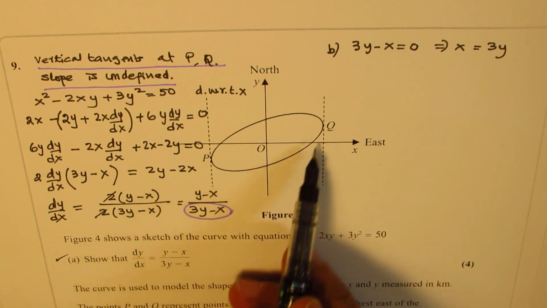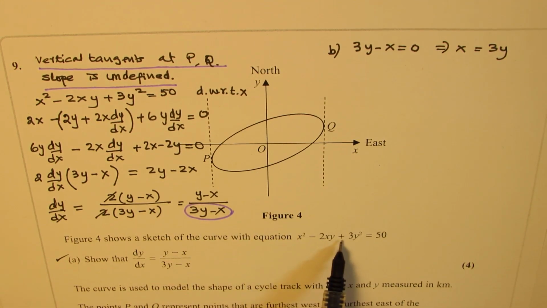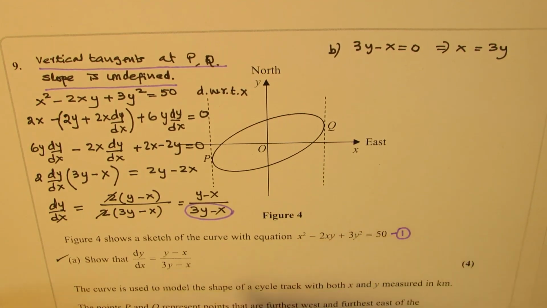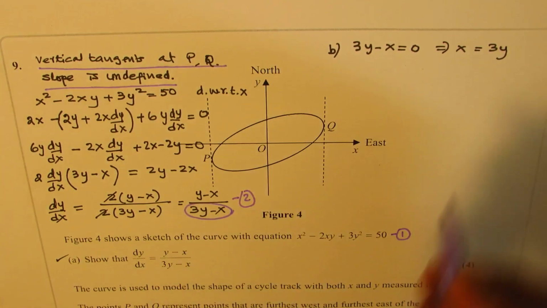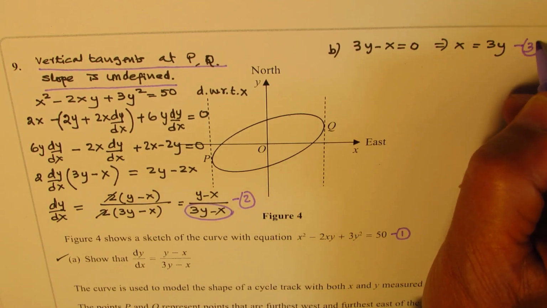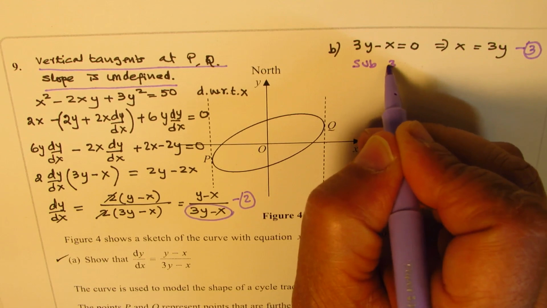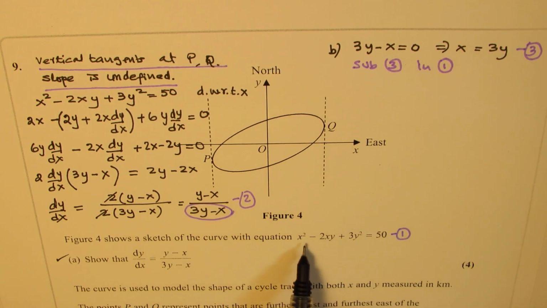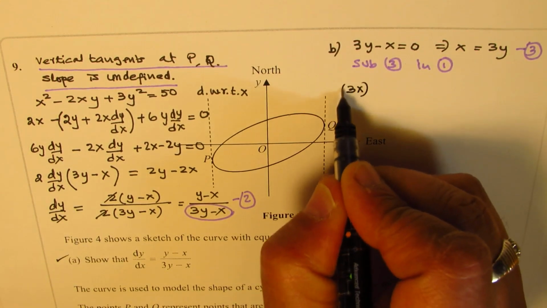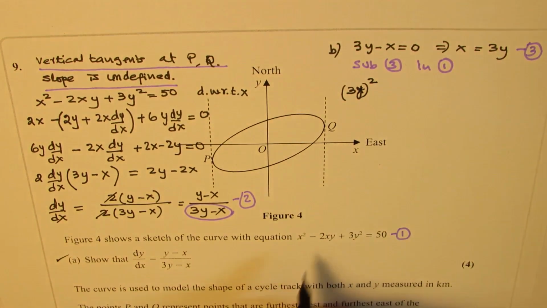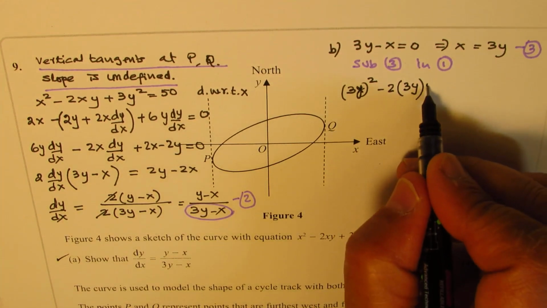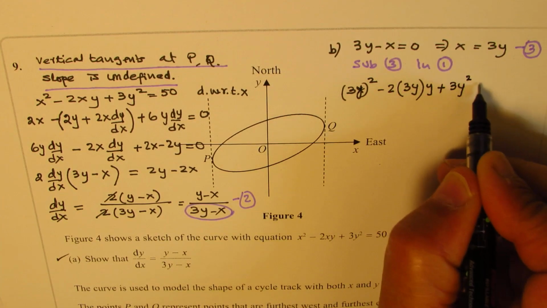Now we are given the equation of this curve as x squared minus 2xy plus 3y squared equals 50. So we'll substitute x as 3y in this equation. Let's call this equation 1. We have this derivative equation 2, and we know this as equation 3. We'll substitute equation 3 in our equation 1. x is 3y, we are putting it here. So we get (3y) whole squared minus 2 times 3y for x, then we have y, plus 3y squared equals 50.